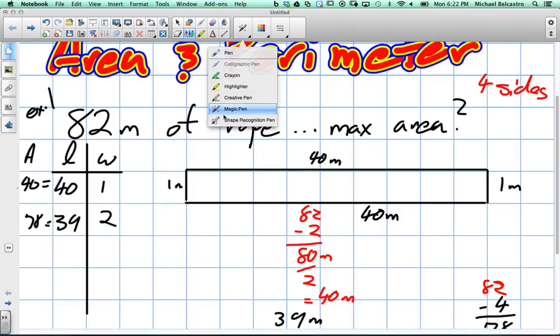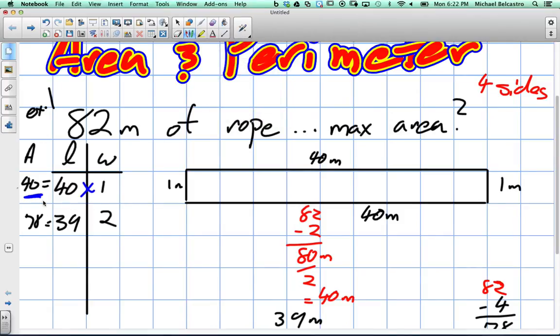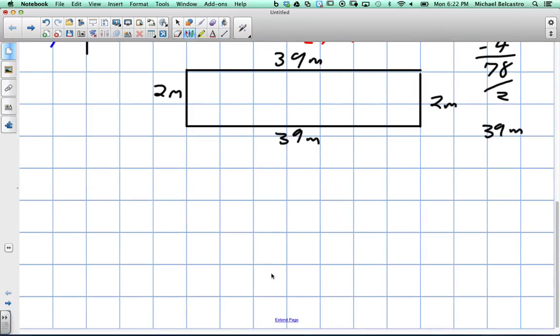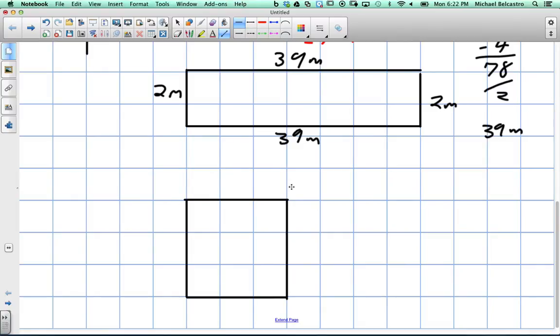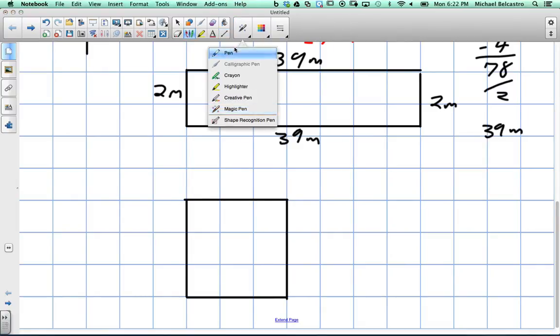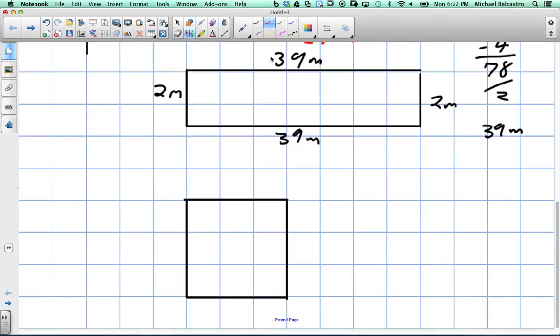So right away, for area I did length times width, right? So 40 times 1 gave us 40. 39 times 2 gave us 78. That's a huge increase in the area, okay? And this pattern continues and continues until it gets to a specific shape. And what is that shape? A square. Essentially, the most efficient shape we're going to build is going to be a square of our four-sided shape. So to be extremely accurate, instead of going with whole numbers, this is what we're going to do.